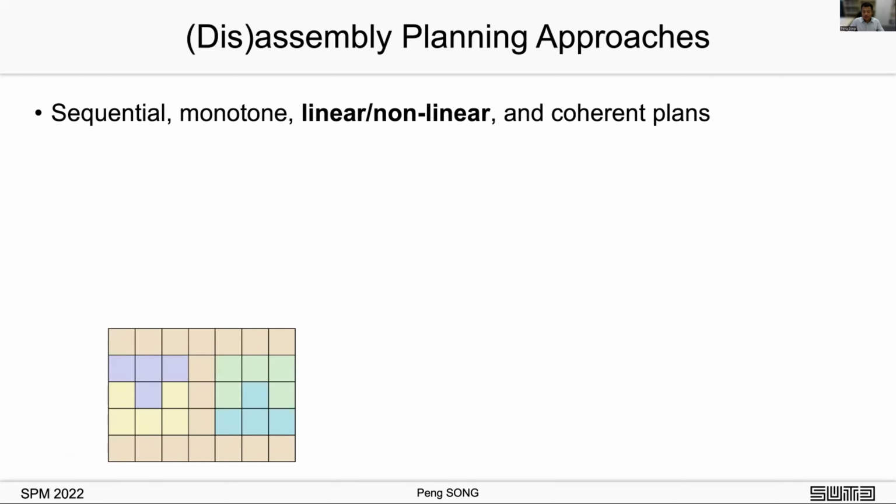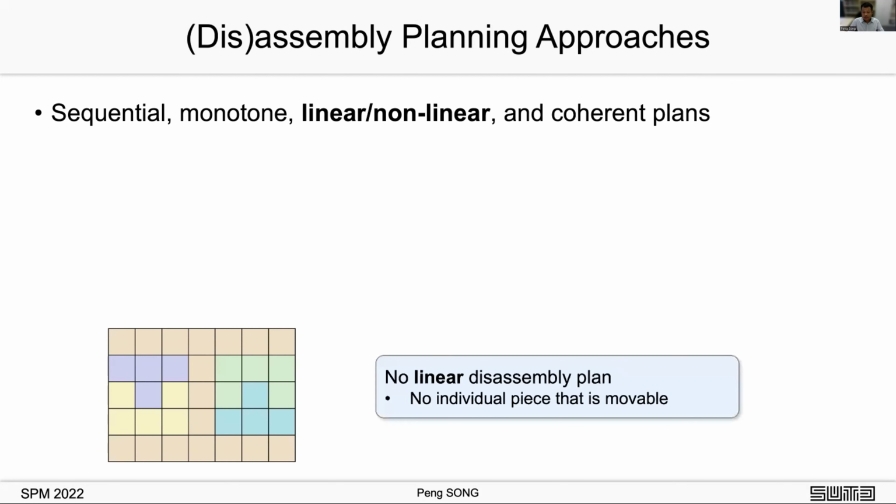For some puzzles, there may not exist a linear plan to disassemble it. Look at this example. There is no individual piece that is movable. If we only allow a linear disassembly plan, then this puzzle is not solvable. However, this puzzle can be solved by using a non-linear disassembly plan, since there exist two sub-assemblies that are movable.